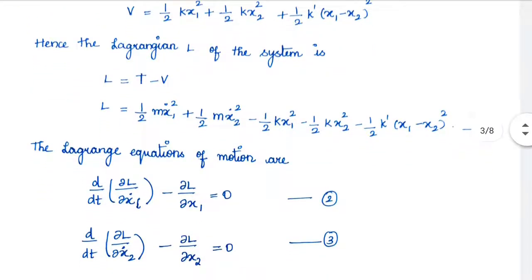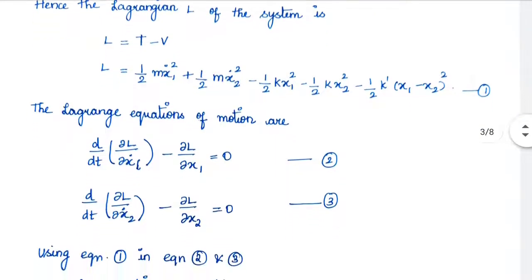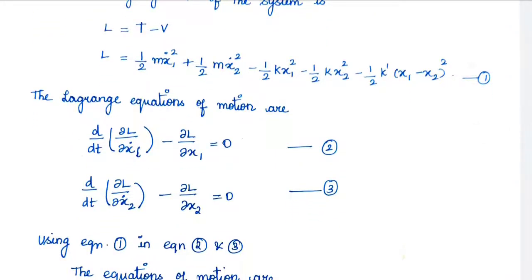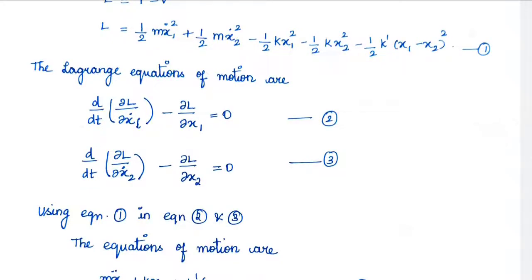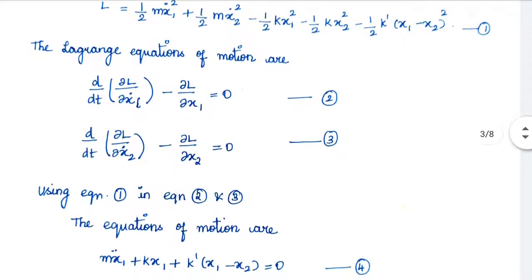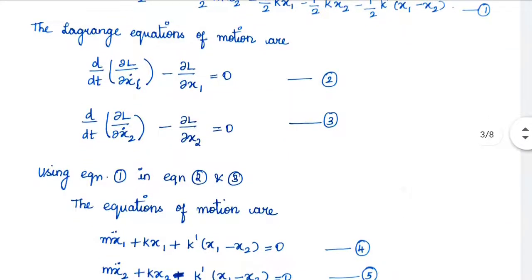Next, quickly write the Lagrangian of the system, which is given by L is equal to T minus V. Substituting the values of T and V here, we get half m x1 dot square plus half m x2 dot square minus half k x1 square minus half k x2 square minus half k prime (x1 minus x2) the whole square. Then the Lagrange's equation of motion, generally we know d by dt of dou L by dou qj dot minus dou L by dou qj equal to 0 for a conservative system.